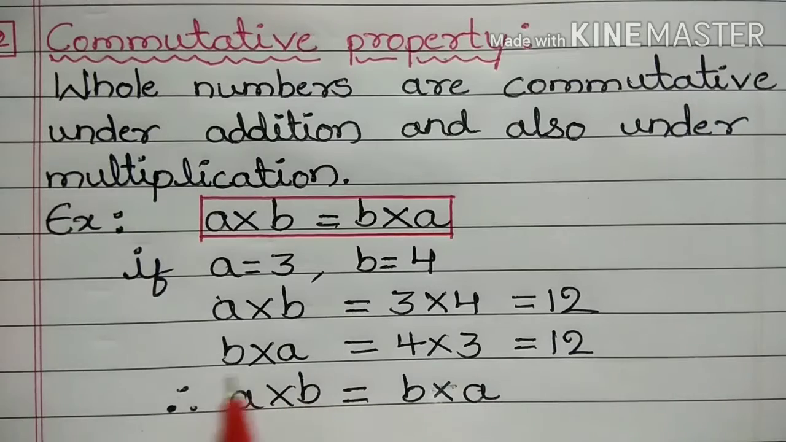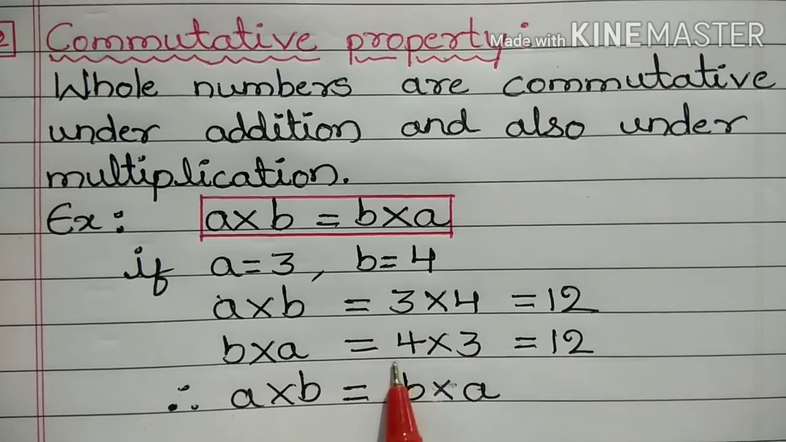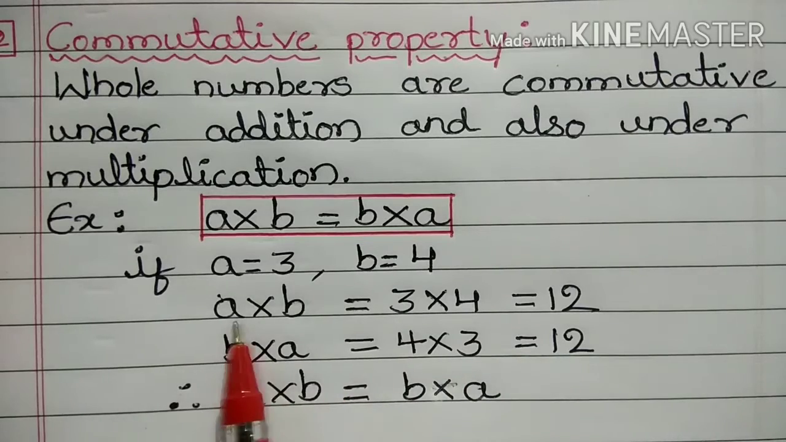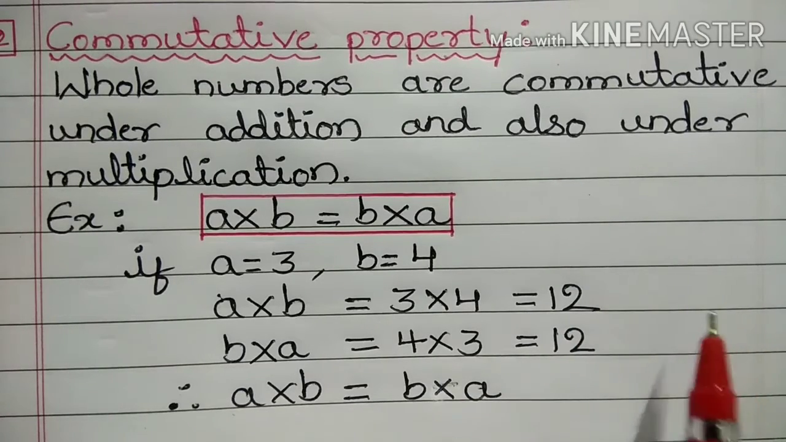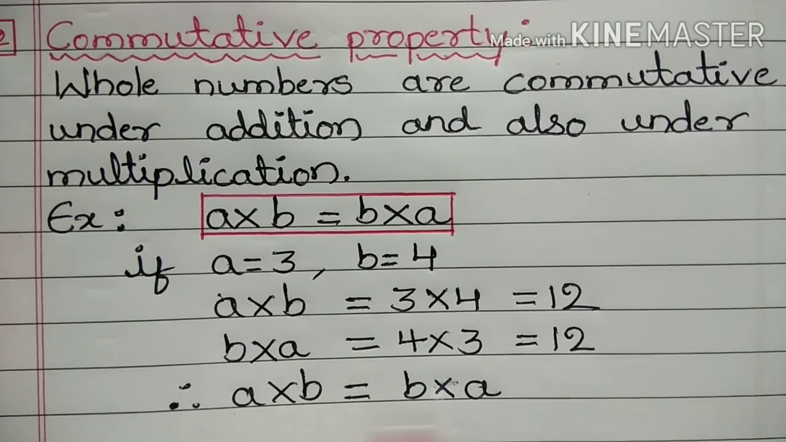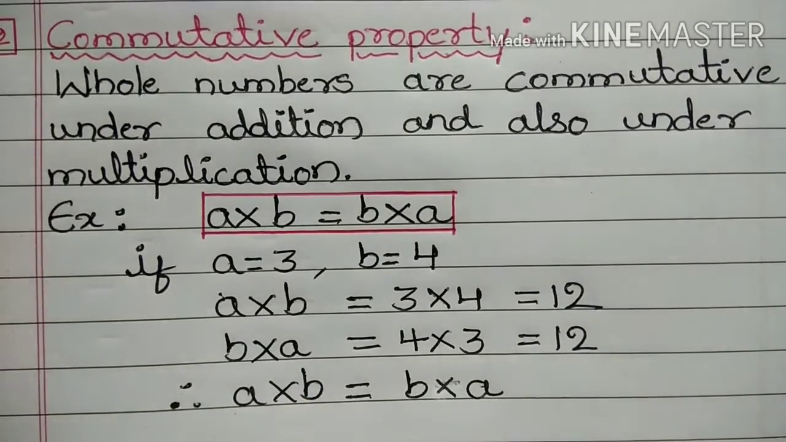So multiply in any order. When we interchange the places of A and B, that means B into A equals 4 into 3. So 4 3s are 12. So when we multiply in any order, A into B and B into A, the answer should be the same, and also it is a whole number. So that's why A into B equals B into A. So we say multiplication is commutative for whole numbers.